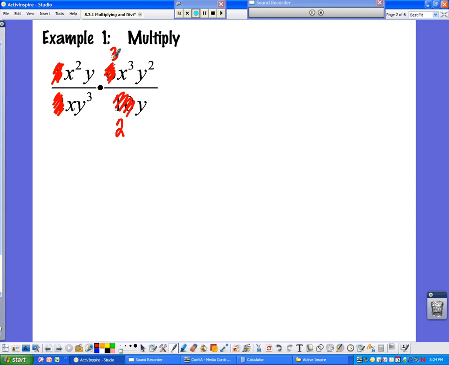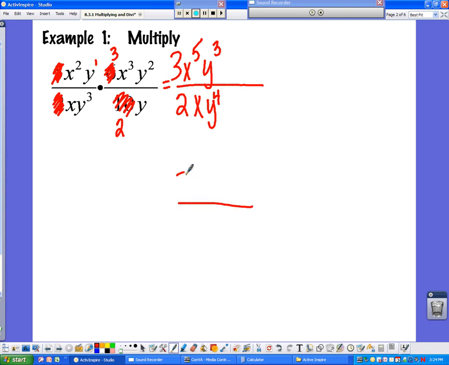So let's go ahead and collect all of our variables. x squared times x to the third would give us x to the fifth. Don't forget about your constant 3. y times y squared would give us y to the third, because anytime there's not an exponent, there's an invisible 1. On the bottom, we always put our coefficients first, so we have 2. There's only one factor of x, and y to the third times y would give us y to the fourth. When we collect all the variables on the bottom, we add the exponents. The next step is to make sure we simplify. The 3 over 2 doesn't simplify any further, so we leave it as 3 over 2.